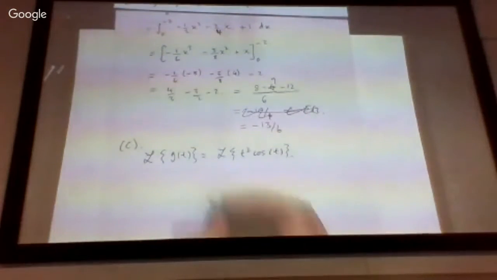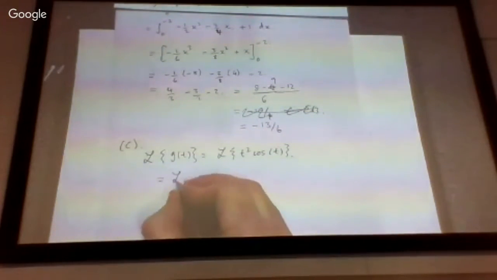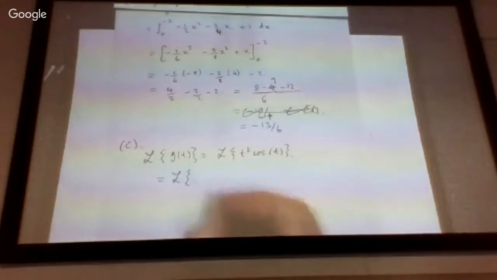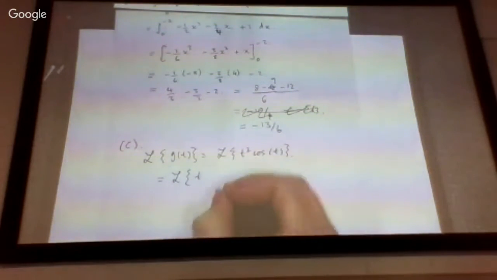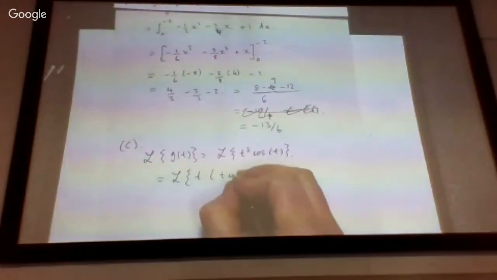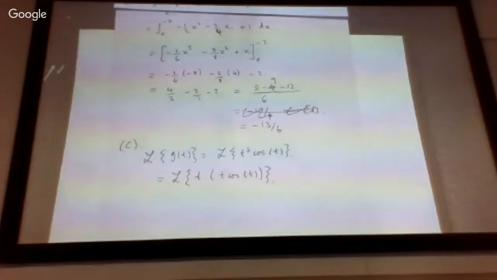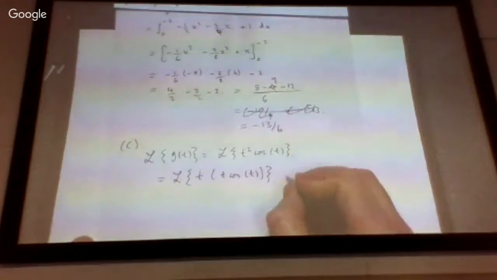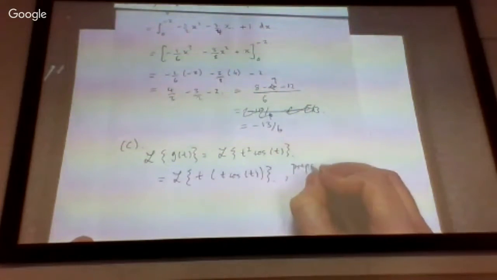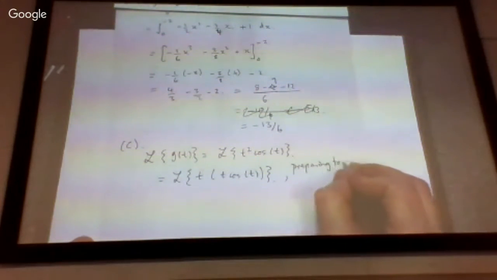So hopefully that makes sense, or I'll spell it out now in the solution. So we want to rephrase our t squared cosine of t, and it helps to write it out like this, as t times t cosine of t. Okay. So we'll make a note here, preparing to use the property.